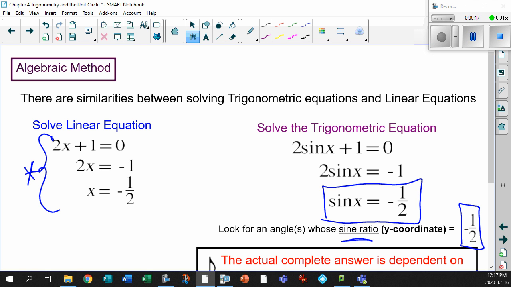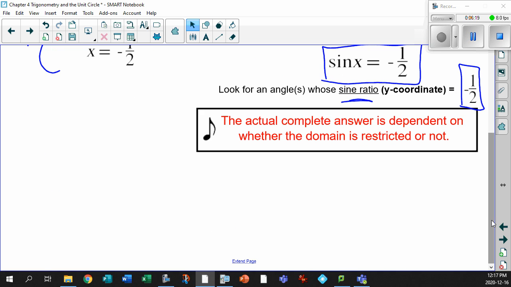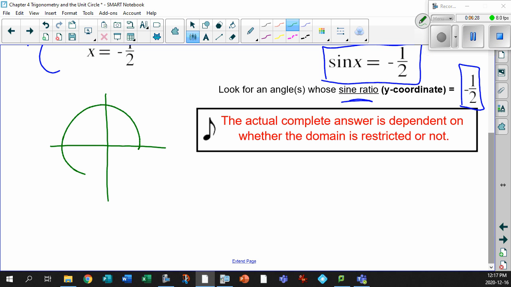Well, the actual answer, as we wrote here, is dependent upon whether or not you've restricted the domain. If we've restricted the domain, we would have to say, okay, in that 360 degrees we already know the answers to be 210 degrees, we figured that out, and I think it's 330 or 300, something like that, I can't remember what it was. But we've already restricted the domain here by saying that we're going to make one positive revolution of the circle.